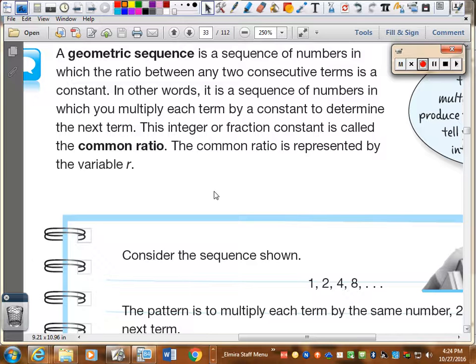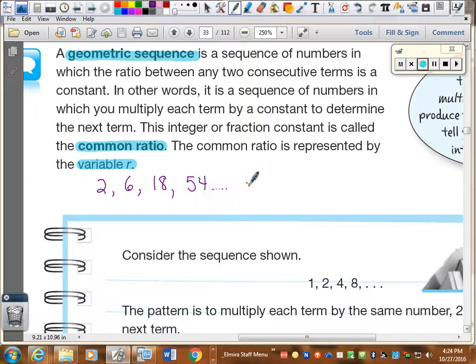A geometric sequence is those sequences that are multiplying by the same number every time. I don't like the way they word it here. The number they are multiplying by is r. So I'm going to make this a little bit simpler for you. If I started off with 2, and then my next term was 6, and then my next term was 18, and then my next term was 54, the pattern is I am multiplying by 3. And r, for ratio, equals 3.